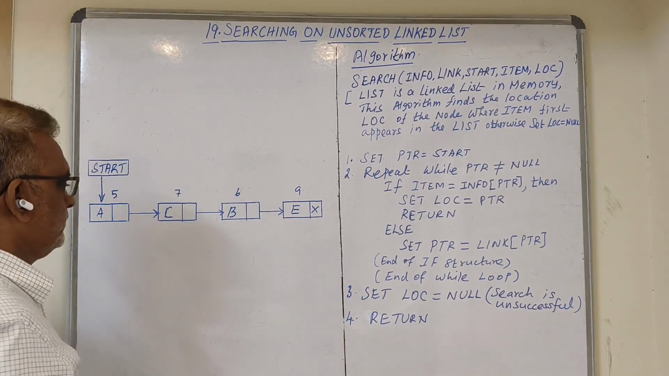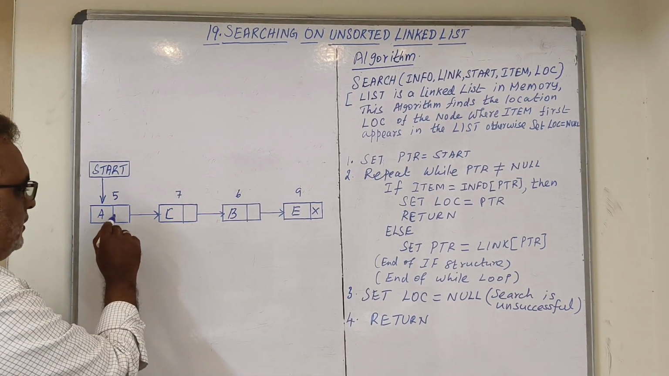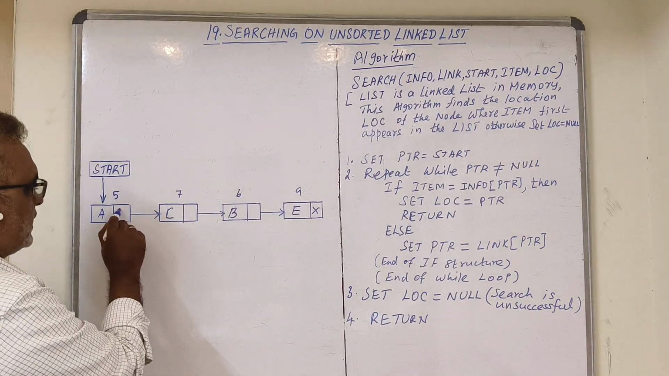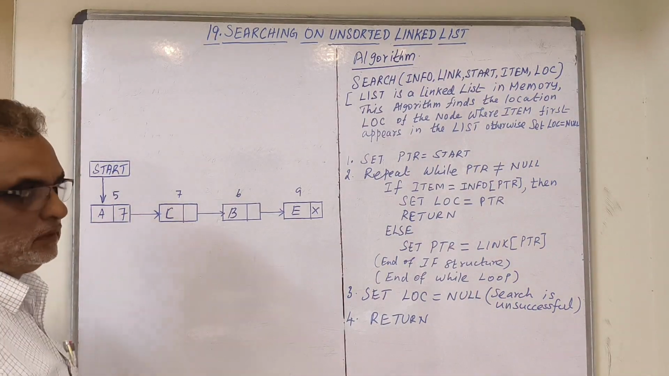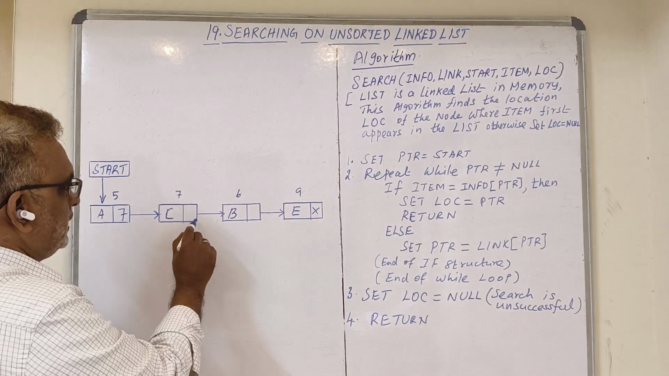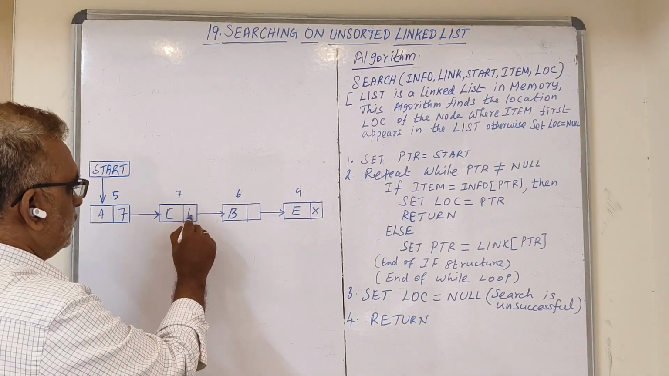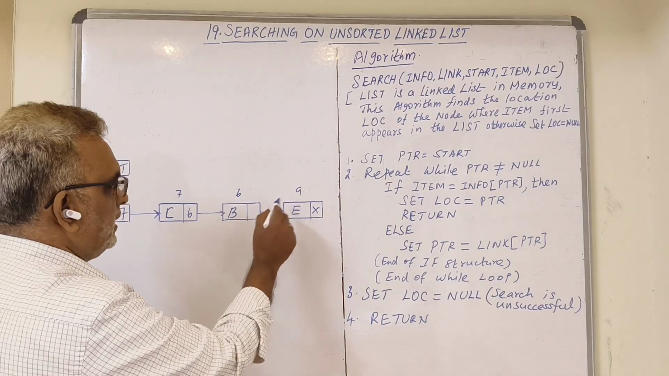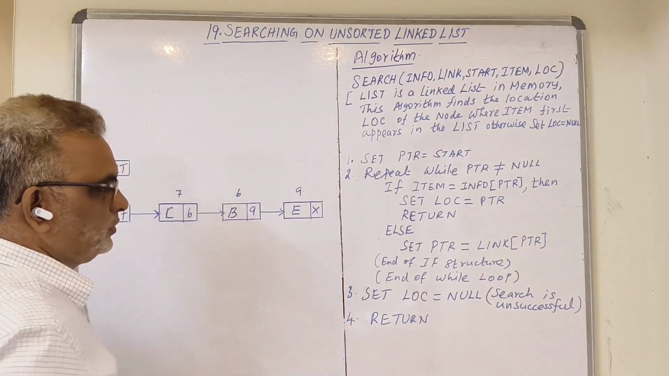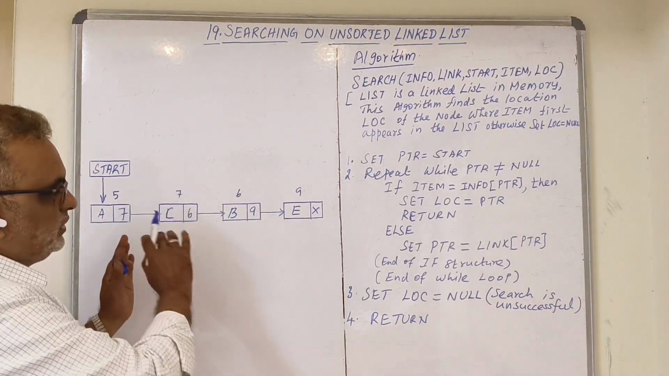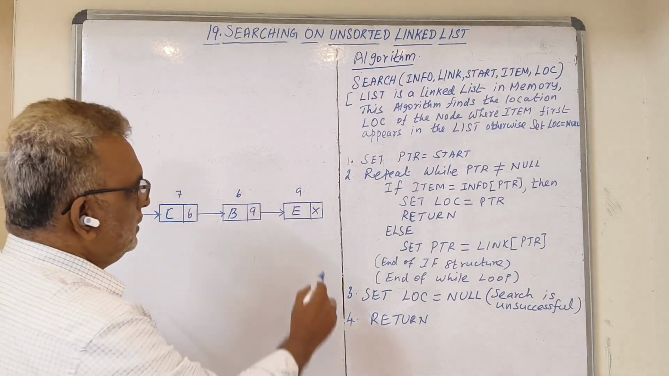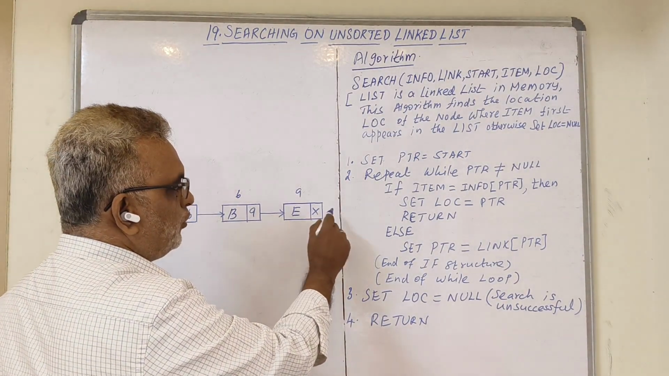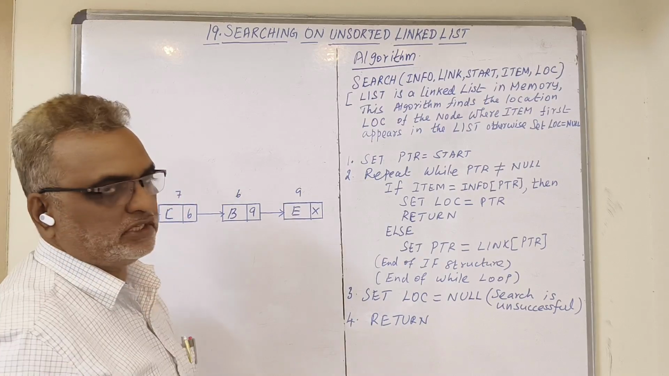of the nodes. The link part of the first node gives the address of the second node. The link part of the second node gives the address of the third node. Similarly, the link part of the third node gives the address of the fourth node. So this is how the nodes get connected. It is a null pointer. It represents no more nodes available in the list.